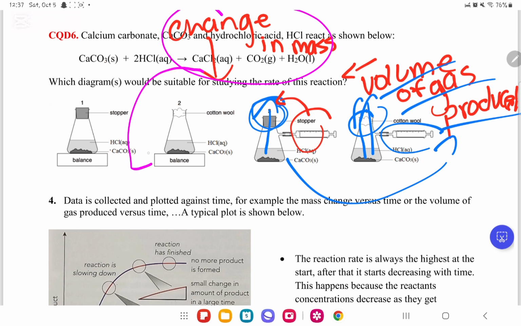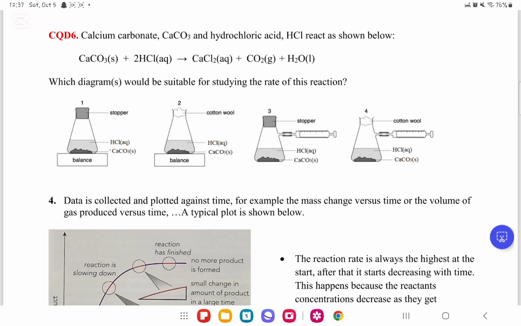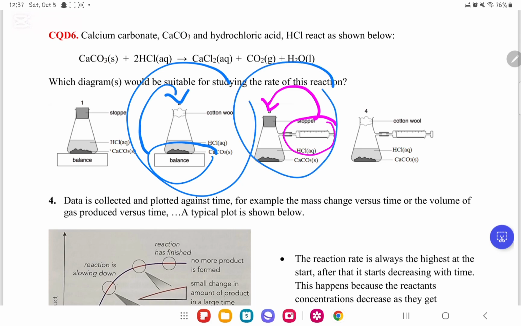Now, to measure the mass, the change in mass, what do we need to do? We need a balance to weigh, okay? And we also need the gas to be released. So for the gas to be released, we need to use a cotton wool. So we can think of it like this. Anytime we see a syringe, it has to be accompanied by a stopper. And anytime we see a balance, it has to be accompanied by a cotton wool. So the two correct answers here are 2 and 3.